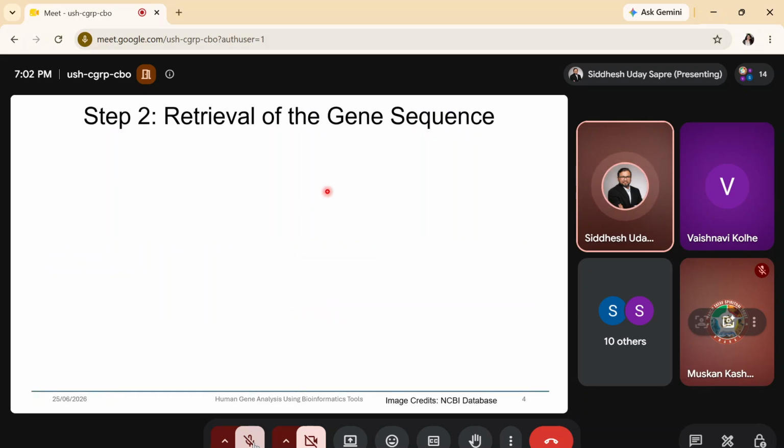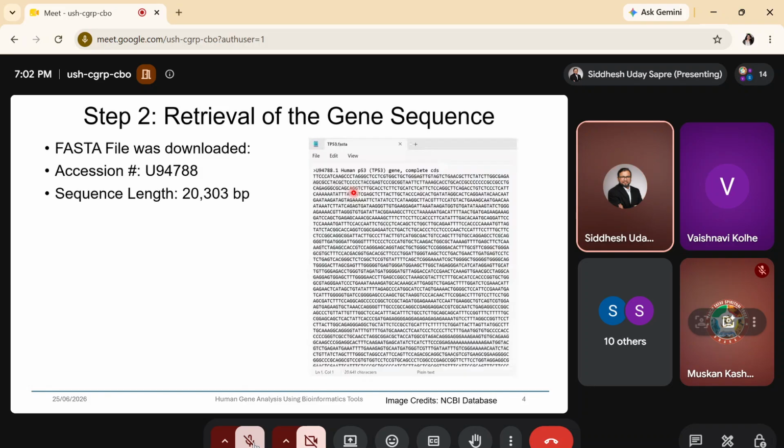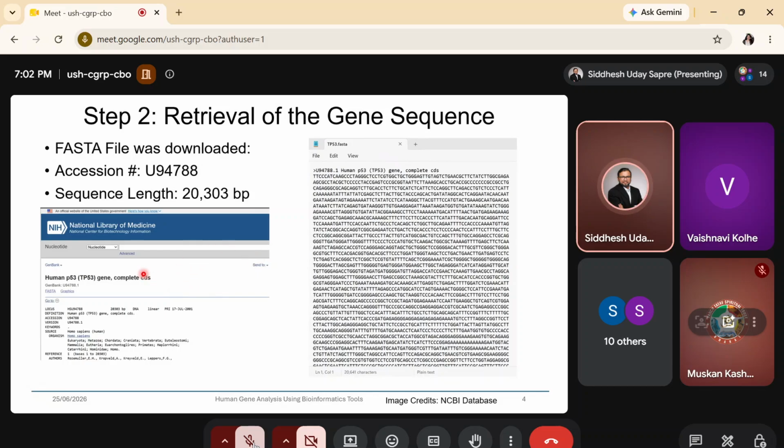The second step was to retrieve the gene sequence. For this, I again used the NCBI nucleotide database. The FASTA file was downloaded, as you can see on the right hand side, and it had the respective accession numbers. This is just for reference. The sequence length was around 20,000 base pairs. This is representative of what I saw and used on the NCBI website.